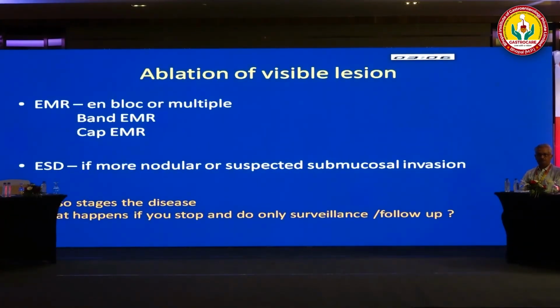How do you ablate these lesions? We often do it with endoscopic mucosal dissection with band EMR, sometimes with CAP EMR, and en bloc if possible, or piecemeal if required. Sometimes people are now resorting to ESD as well. What happens when you ablate this bit of abnormal looking area and then leave the rest of the Barrett's and you just follow them up with surveillance?